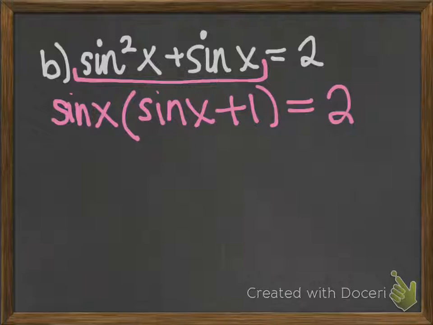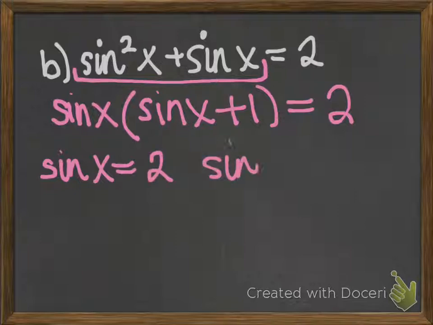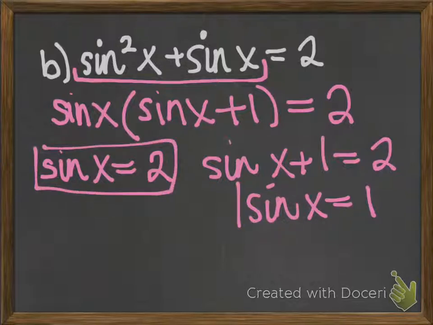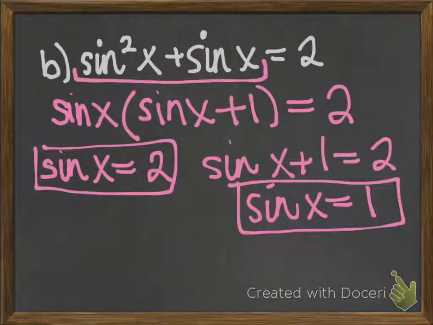And then from here, I can go ahead and solve both, right? So I can say sine x equals 2, and sine x plus 1 also equals 2. If I simplify this one, I'm subtracting the 1. So sine x, I left my n off my sine there, sorry. Sine x equals 1. And here, sine x equals 2, right? So those aren't my answers, but that's my simplified version. So now I need to solve it, right? So this one actually is no solution.